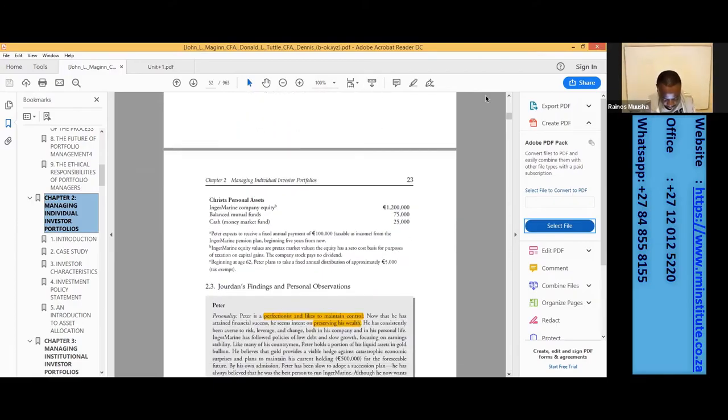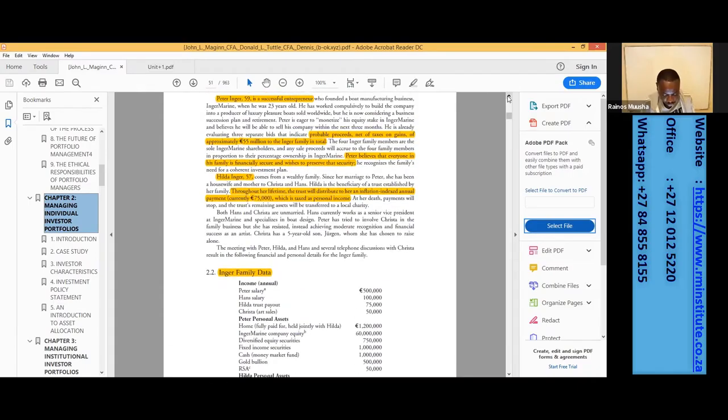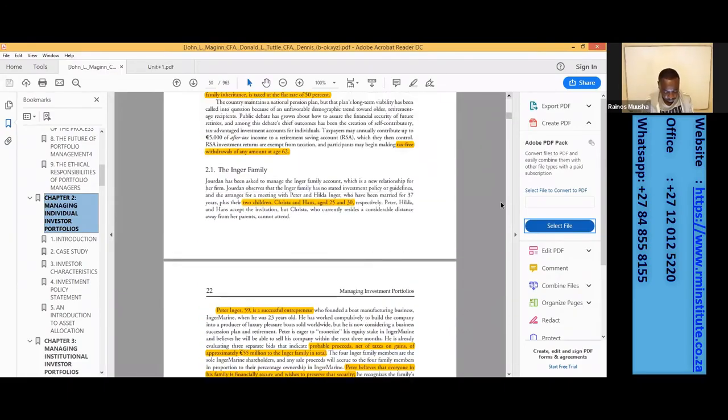So can you quickly go through the information that we have on this case study? Then what we'll do is go through to see exactly how you would be able to prepare the investment policy statement for this family based on this particular case study. So can you please quickly go through the information from section 2.1.